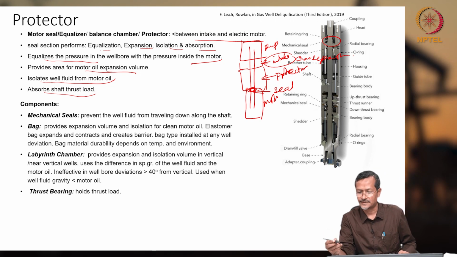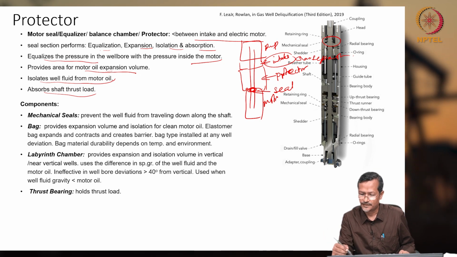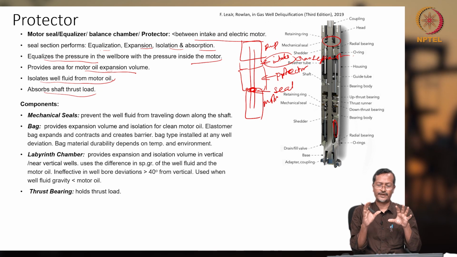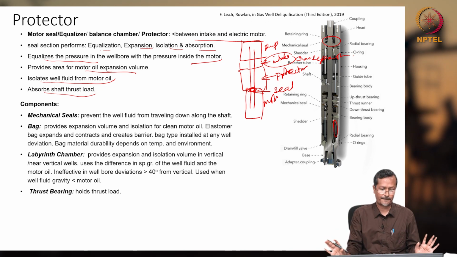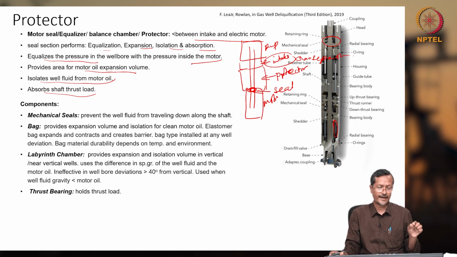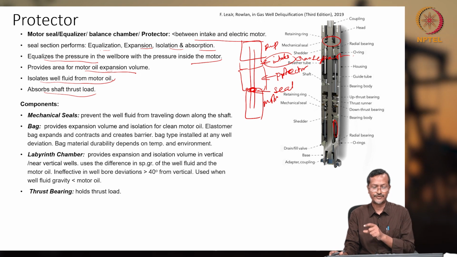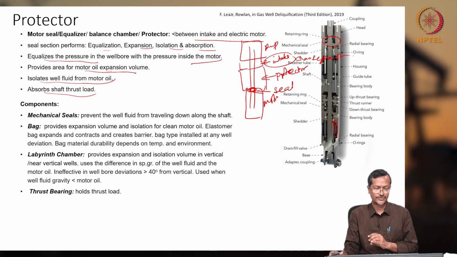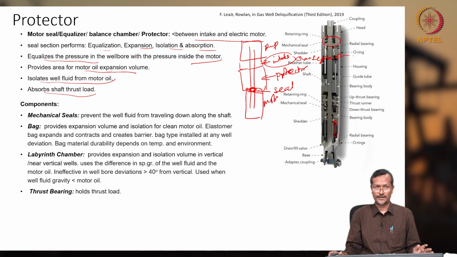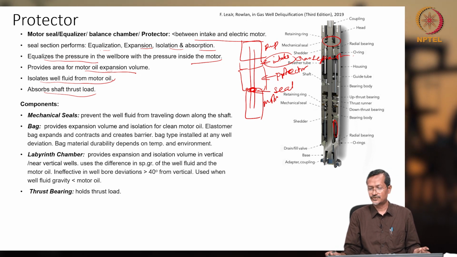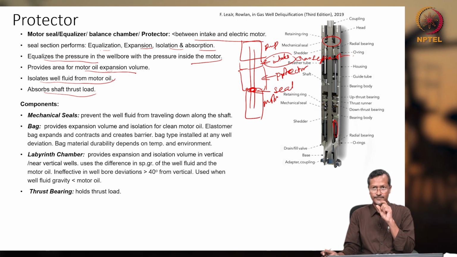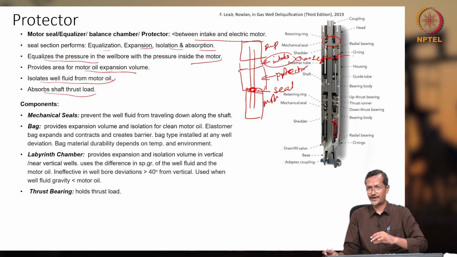There will also be expansion bags. Those bags will contract and expand, giving enough space, a breathing space you can say. They provide expansion of volume and isolate clean motor oil. The elastomeric bag expands and contracts and creates a barrier. Bag type installation can be used at any well deviation. Bag material durability depends on temperature and environment. Again, if temperature is high, life will be lower. There will also be a labyrinth chamber, creating multiple isolation or separation, so that wellbore fluid should not enter.